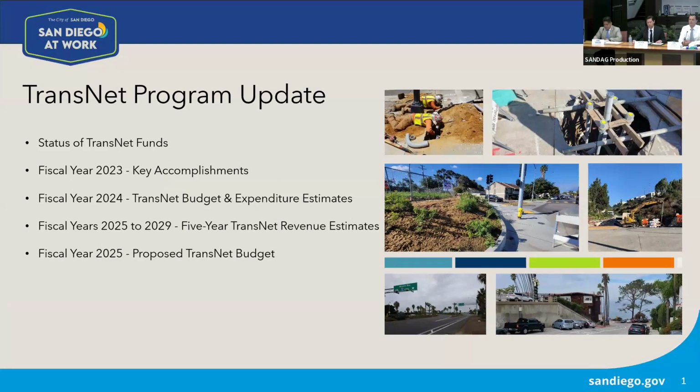The presentation today will provide an update on the city's TransNet program. We want to start with the status of the current TransNet funds, which includes FY24 cash flows, estimates, and current fund balance held at SANDAG. We'll then look back at FY23 key accomplishments, which includes a look at submittal disbursements, requests, and TransNet fund projects that completed construction in FY23. After that, we'll look at the current fiscal year's TransNet budget and estimated expenditures. And we'll also look ahead to FY25's proposed TransNet budget and point out some budget highlights.